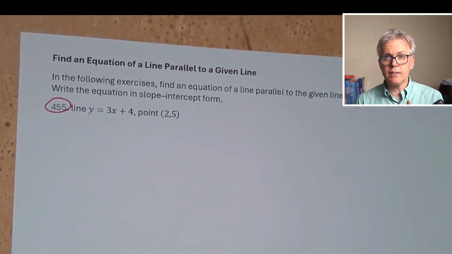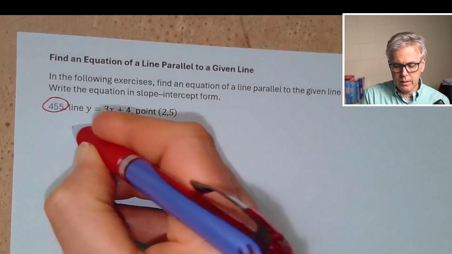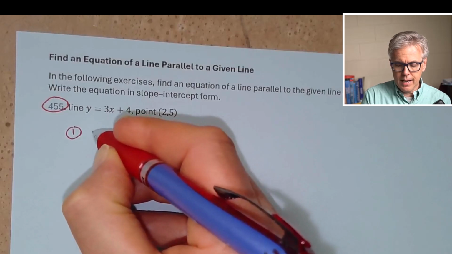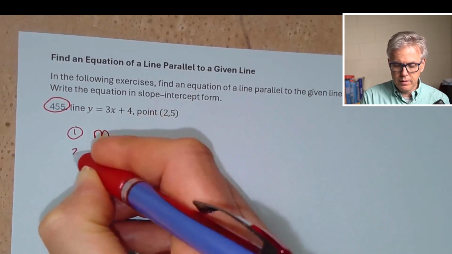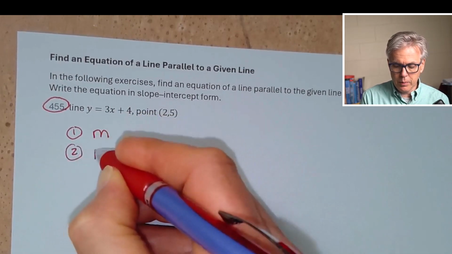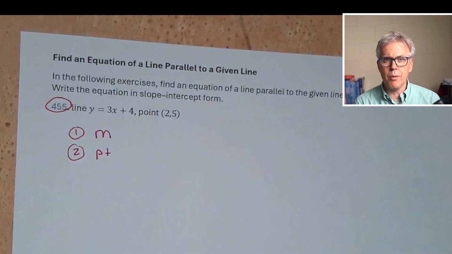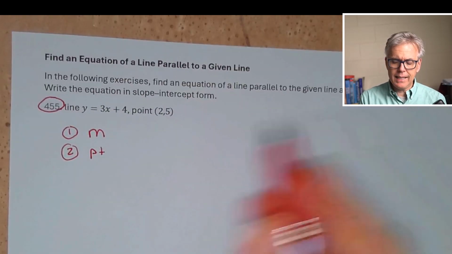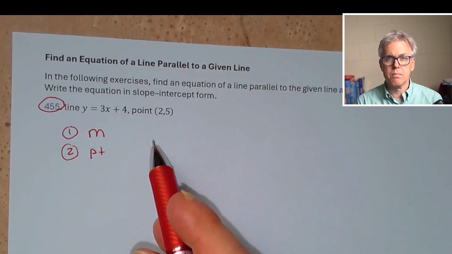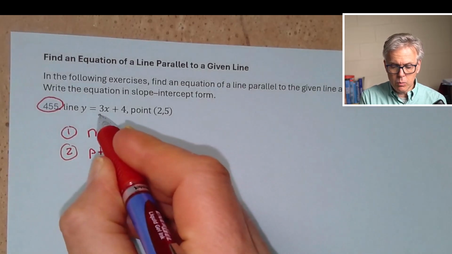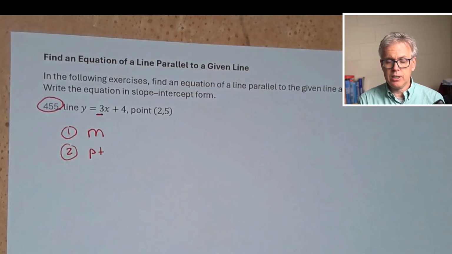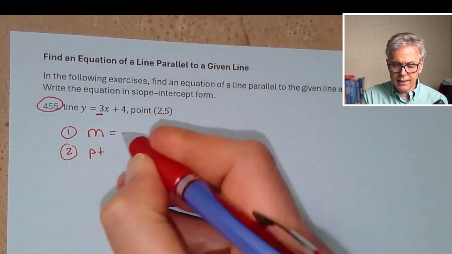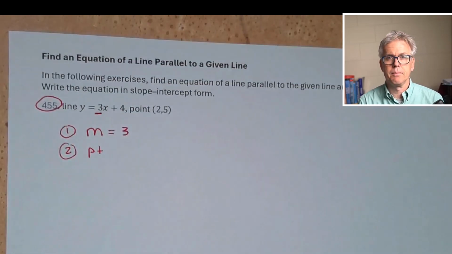Okay, so what are the two things we need to write the equation of a line? So short checklist, I need to have a slope and I need to have a point. Am I given the slope? Not explicitly, but what do I know about lines that are parallel and their slopes? Good, they're the same. So what's the slope of this line? Slope of this line is 3, so I know the slope of my line is also 3.